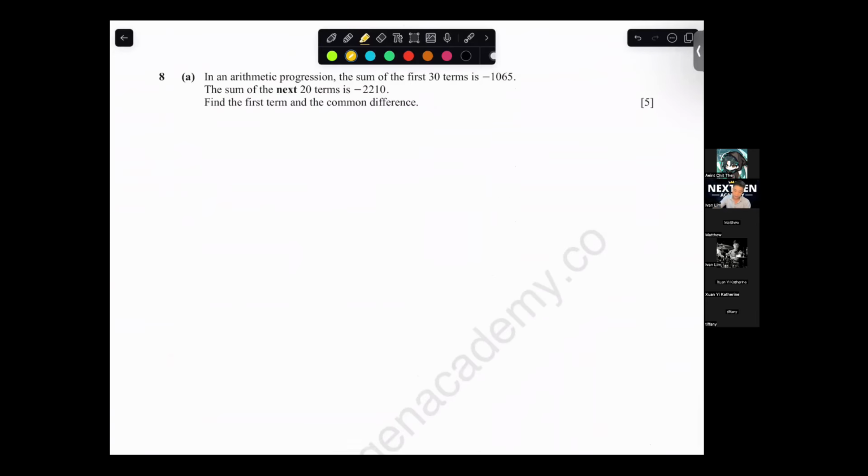Okay, question 8. In an arithmetic progression, the sum of the first 30 terms is negative 1065. The sum of the next 20 terms is negative 2210. Find the first term and the common difference. Arithmetic progression, go and look at the formula in front. Okay, what is the sum? Sum, we write down the formula first: n over 2, 2a plus (n minus 1)d.